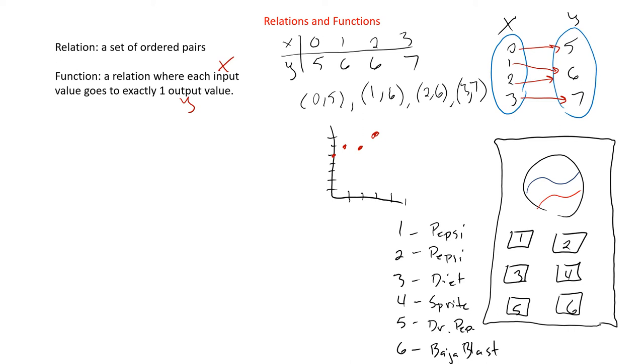So, this is a function because every button I push, I know exactly what I'm going to get. If I push the 3 button, I'm going to get a diet. If I push the 1 button, I'm going to get a Pepsi. If I push the 2 button, I'm going to get a Pepsi. That's okay. I can get the same thing from a couple different buttons.